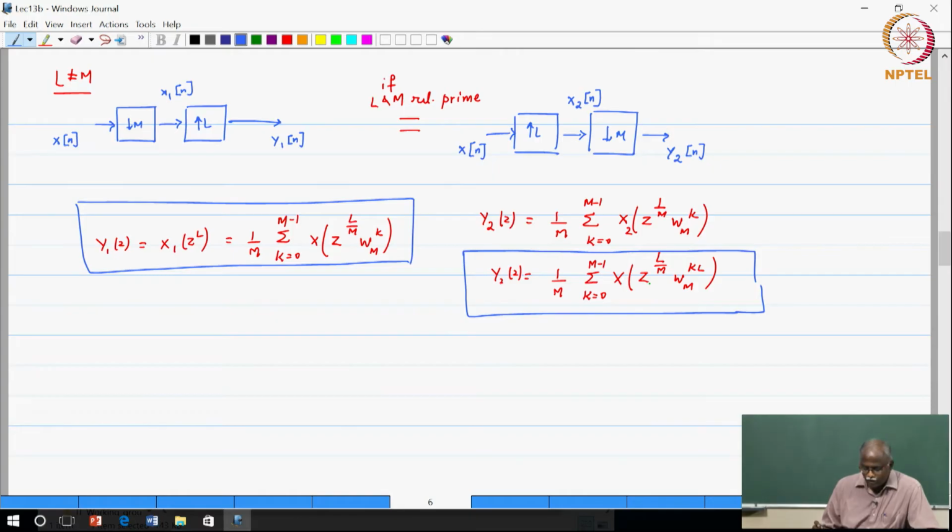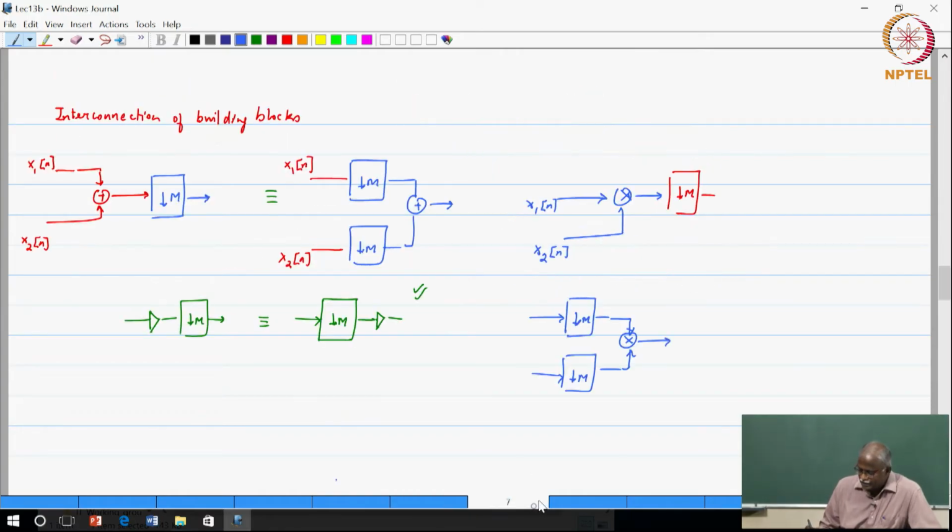Okay. Now, another element that we discussed in the last class was the interconnection of conventional DSP building blocks, adders, scale factors, multipliers, with the multirate blocks, and we said that the multirate blocks are linear. So you can do the addition after the adder block or before the adder block, it does not matter. Similarly for scaling and multiplication. These are elements that we have discussed.